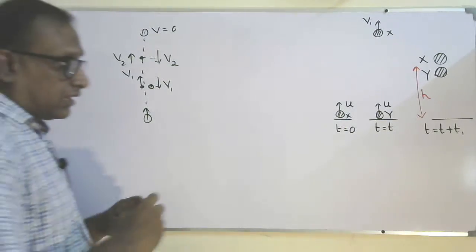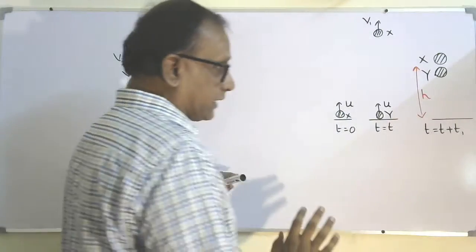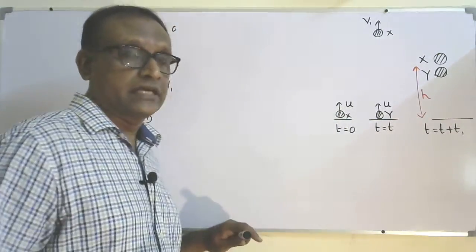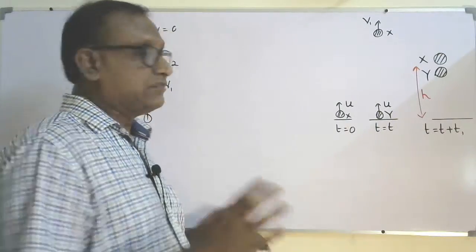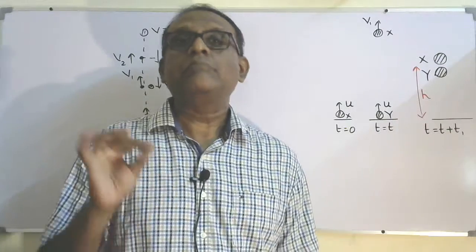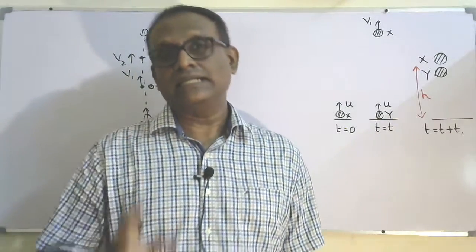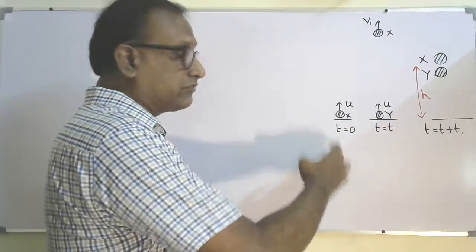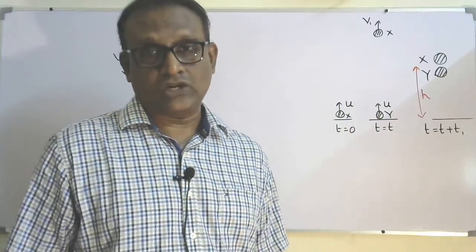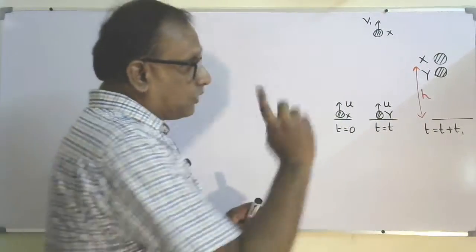Here, two different balls x and y are projected from the same initial point on the ground at the same initial velocity u. So both will have exactly the same path. They will follow exactly the same path because both are projected from the same initial point and both have the same initial velocity.